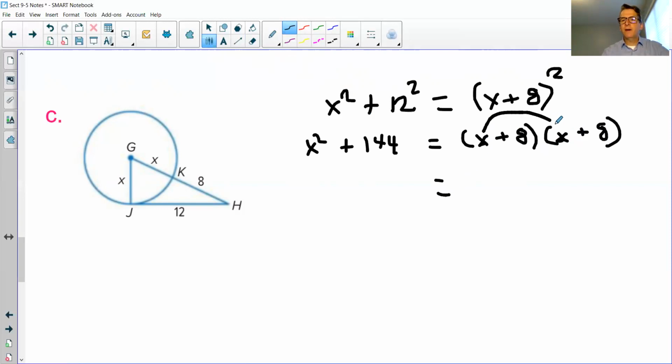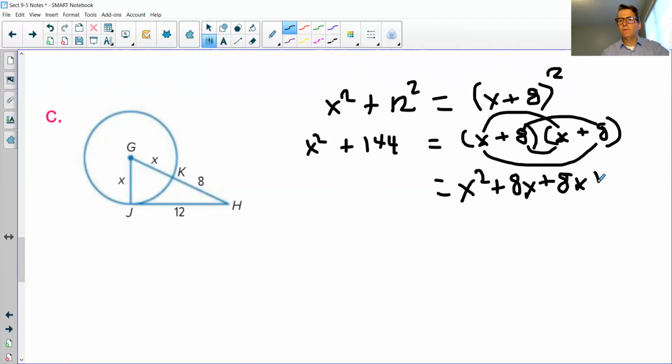So the first times first is x squared. Outer is 8 times x, 8x. Inner is 8x. And last is 8 times 8, 64. Okay, so x squared plus 8x plus 8x plus 64. So let's simplify this down a little bit. On this side, I have x squared plus 144.